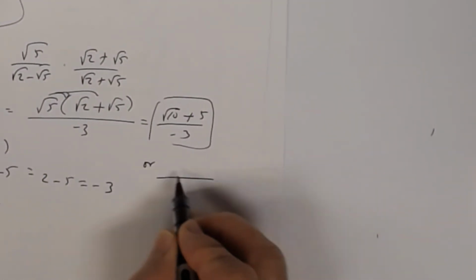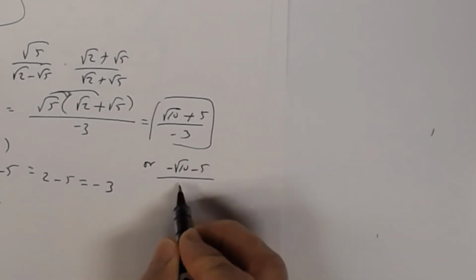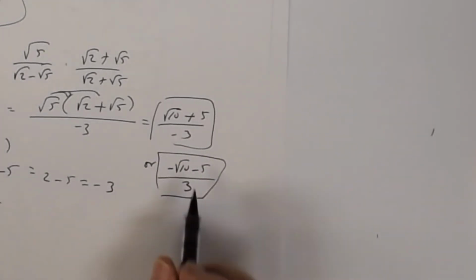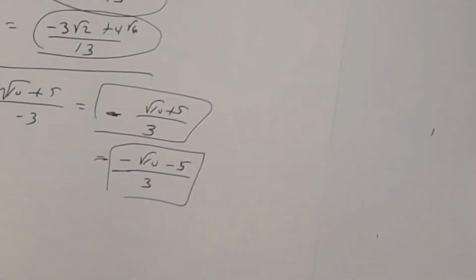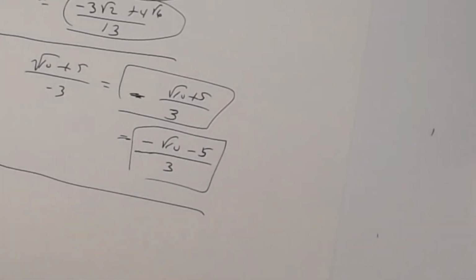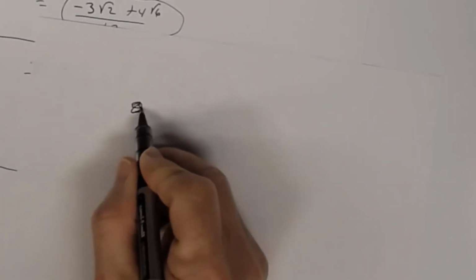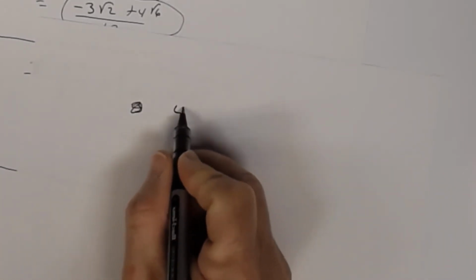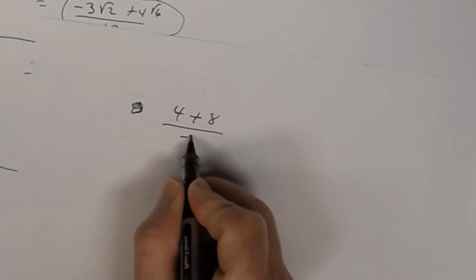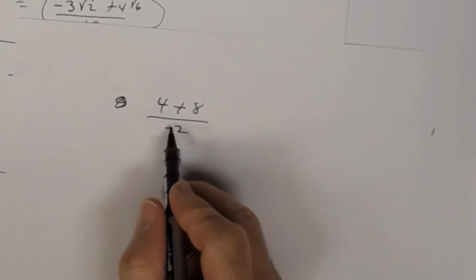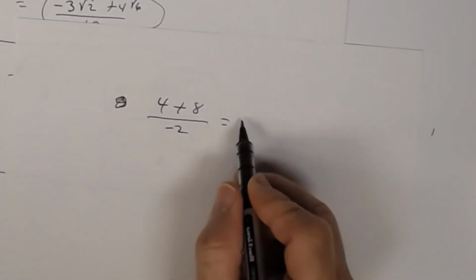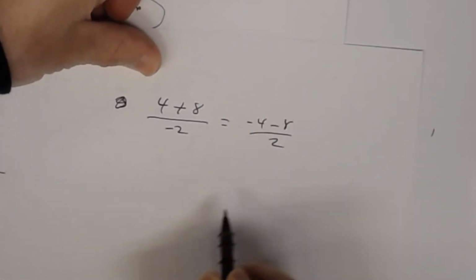All right, so that's number 4. So you could say negative square root of 10 minus 5 divided by 3. So these two are the same thing. Kind of makes sense. Just make sure you understand this. It makes sense because, just to remind you, let's say I had 4 plus 8 divided by negative 2. So you all know that this right here is the same thing as saying negative 4 minus 8 divided by 2.